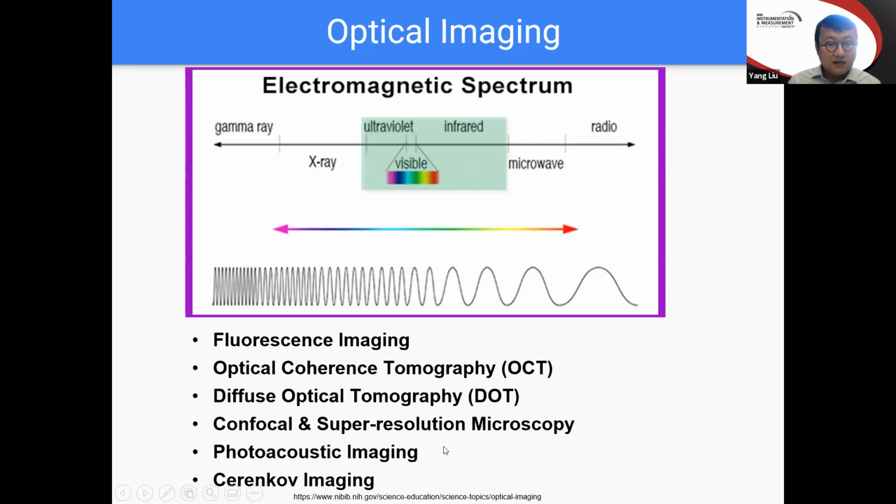In terms of different technologies and modalities of optical imaging, here is a short list. It's not exhaustive. So you have fluorescent imaging, OCT, DOT, confocal and super resolution microscopy, photoacoustic imaging, and Cherenkov imaging. The latter two are hybrid modalities. So photoacoustic imaging is halfway ultrasound. Cherenkov imaging is optical detection of radiation. So for today's talk, we're gonna focus on fluorescent imaging, which is widely used for clinical functional assessment.